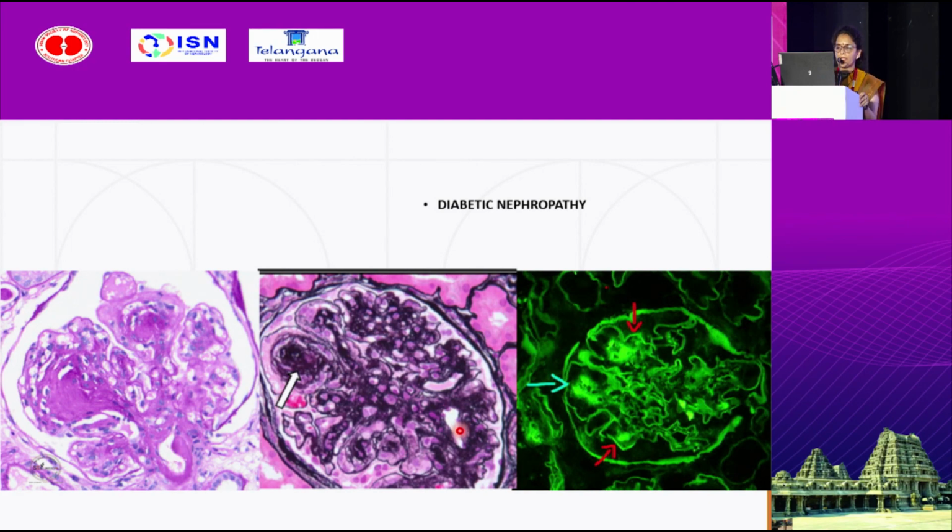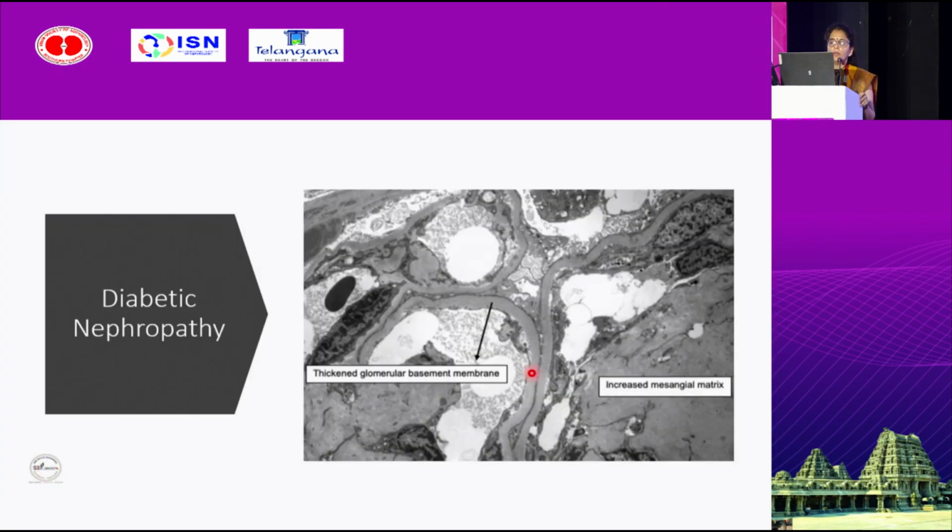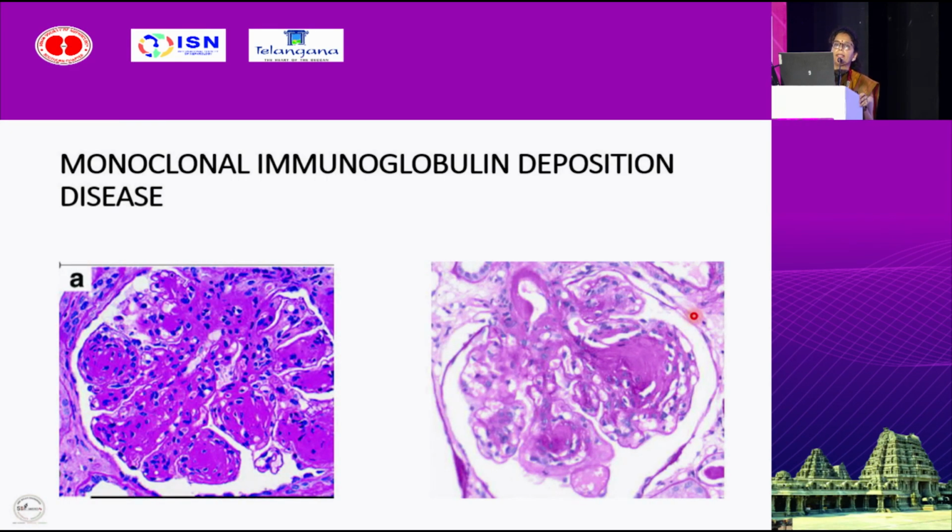These nodules are silver positive, black colored, and on immunofluorescence we can see pseudo-linear or linear smooth deposits along the capillary wall, in the Bowman capsule, and also along the TBM. On electron microscopy, there will be thickened glomerular basement membrane and increased mesangial matrix, but there will not be any electron dense deposits. So the next entity is monoclonal immunoglobulin deposition disease or LCDD, light chain deposition disease.